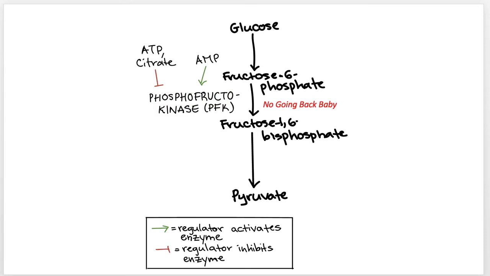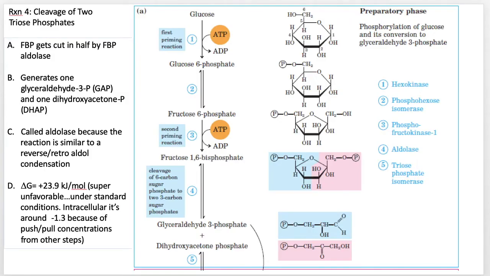So let's jump into the next step. Reaction number 4 is arguably one of the coolest and most important reactions that you're going to encounter in glycolysis. We're going to go from our fructose 1,6-bisphosphate. We went from glucose, added a phosphate to the 6 carbon, then changed it to a fructose shape, and then added another phosphate. When we converted from glucose to fructose, that was really important.